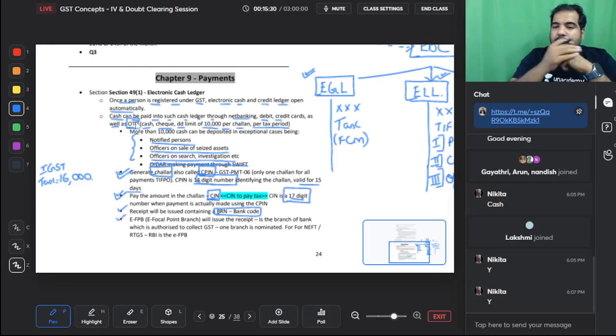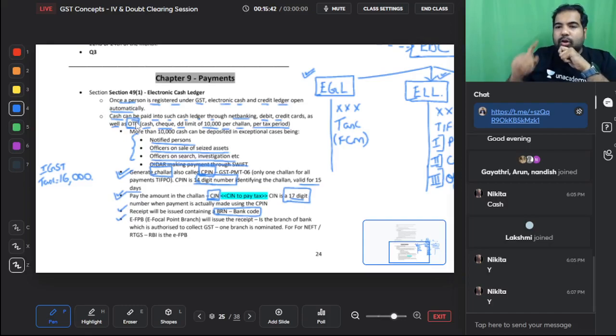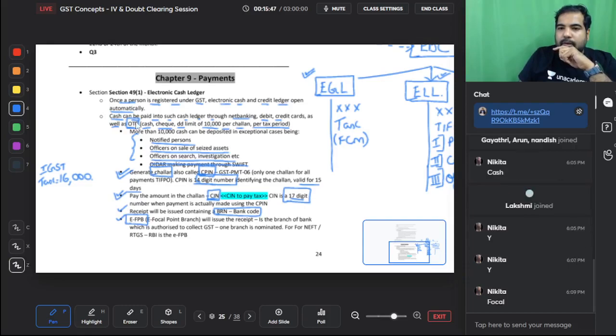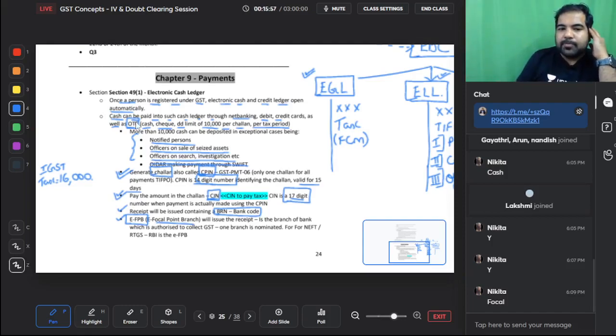And next, guys, you can pay using ICICI Bank Bangalore, I can pay using ICICI Bank Mumbai, and someone can pay using ICICI Bank Calcutta. But the government will not go to each branch. So they will say that please nominate one branch as the e-focal point branch, electronic focal point branch, and all the GST money of ICICI Bank will go to that branch and will be parked there, and the government will take it from there. So the e-focal point branch, EFPB, is that branch of the bank which is authorized to collect GST.